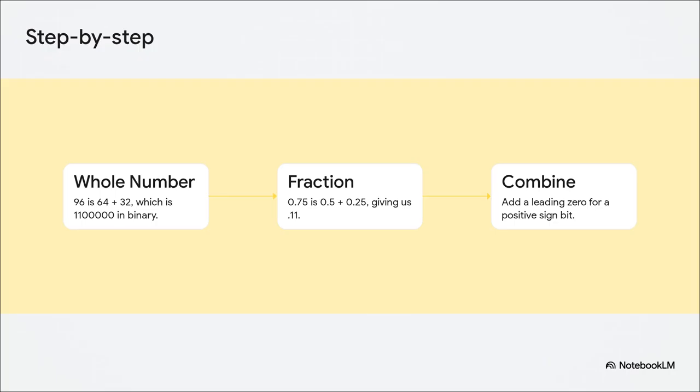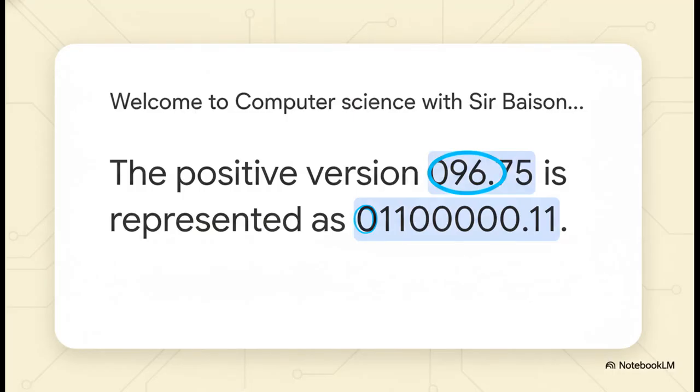Finally, we stitch those two pieces together. But we have to make sure to add a crucial leading zero to represent that positive sign bit. So that leaves us with a positive representation of 0110000.11. See that leading zero right at the very front? That explicitly tells the computer, hey, this is a positive number. It's a super easy starting point, and it sets the perfect foundation for what we have to do next.